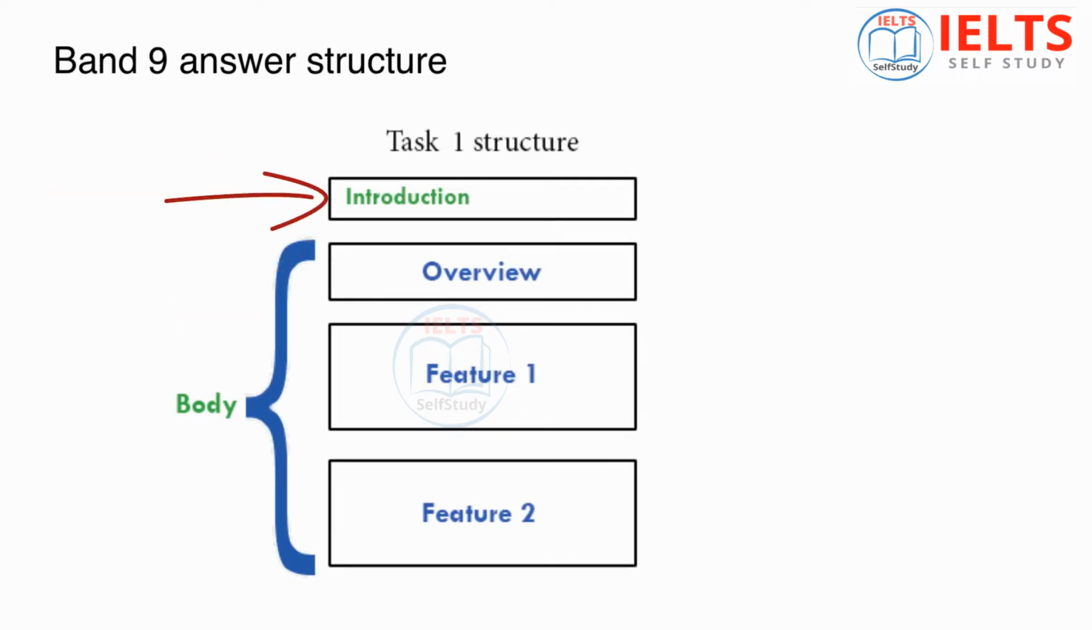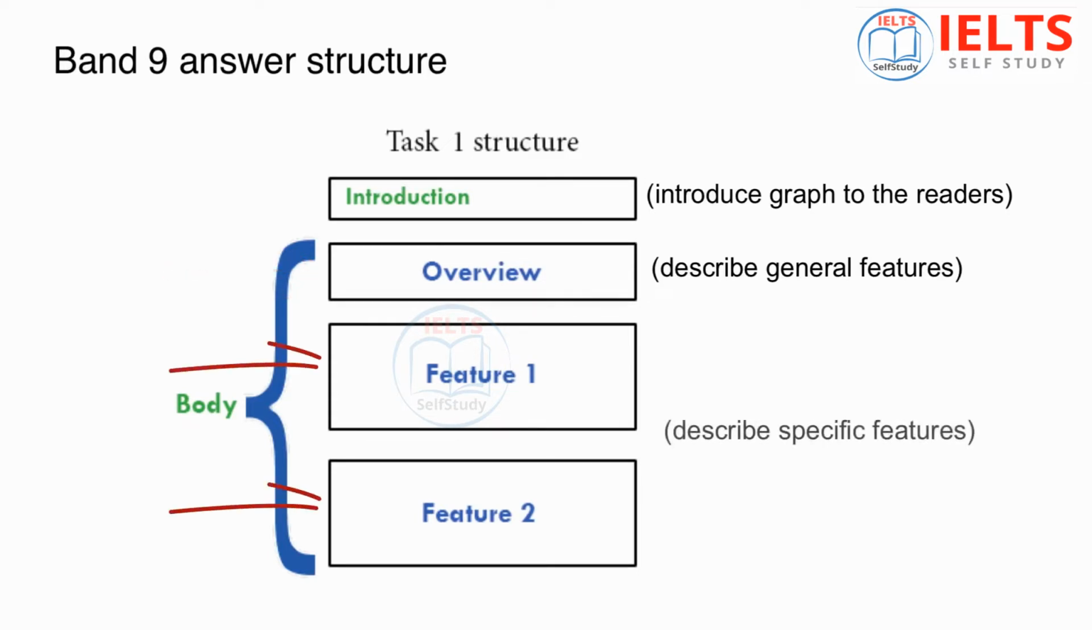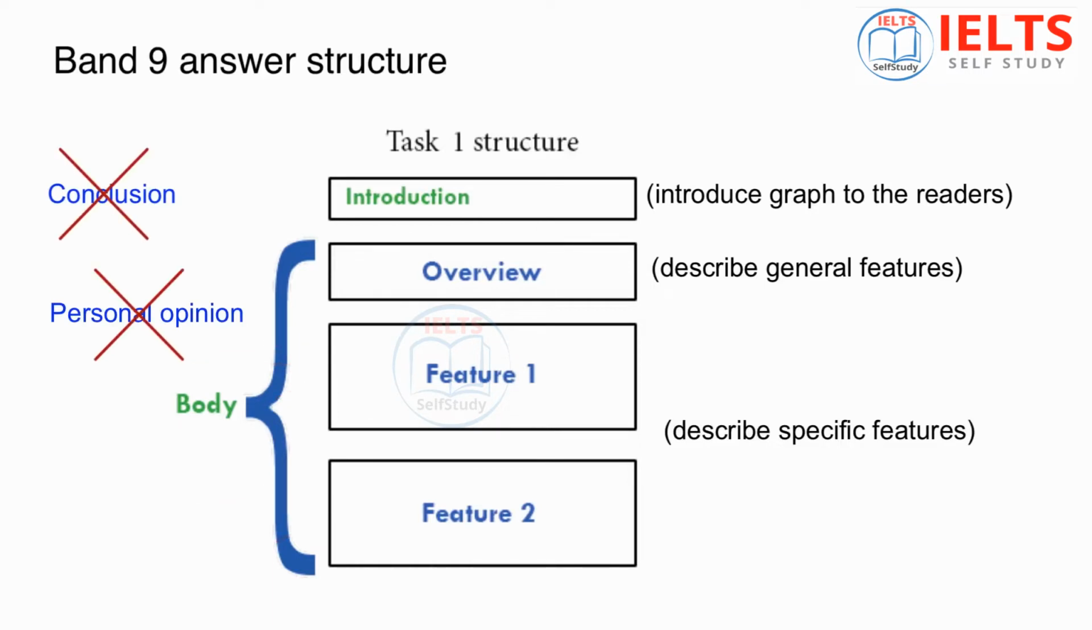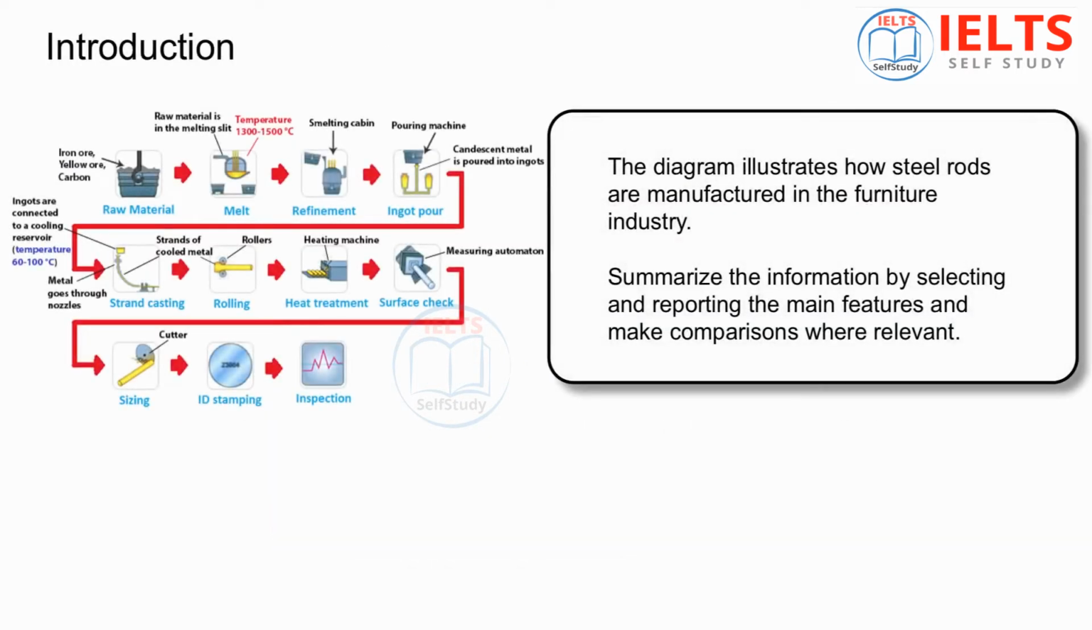Your first paragraph is an introduction. You should introduce your graph to the readers there. Your second paragraph is an overview. There, you should describe some general features of your diagram. After writing the overview, you should describe specific features of the diagram, each in a separate paragraph. Never ever write conclusions or a personal opinion in writing Task 1. Your task is to describe the given data, not to give your opinion. Well, enough generalities, let's start writing our Band 9 answer.